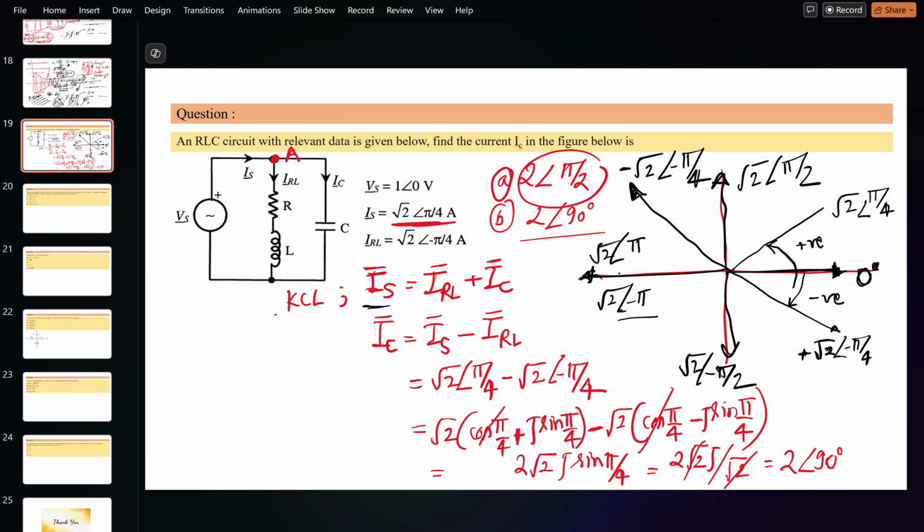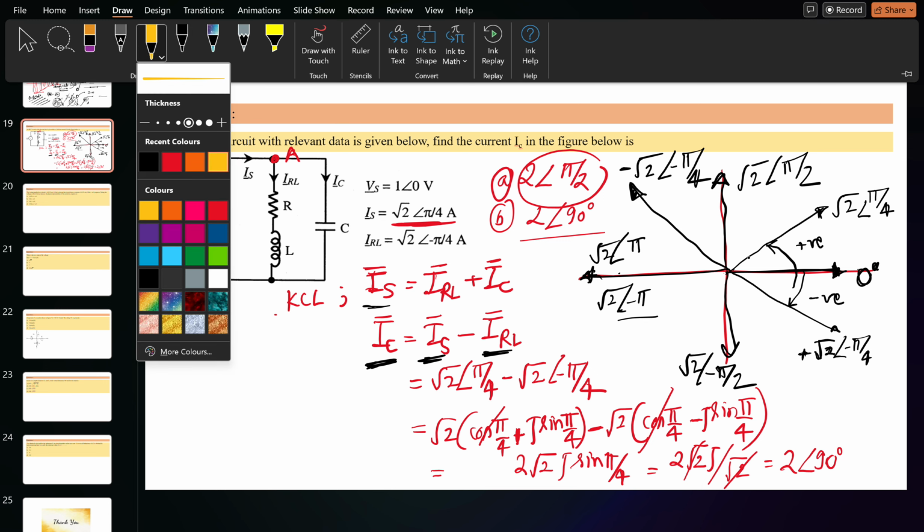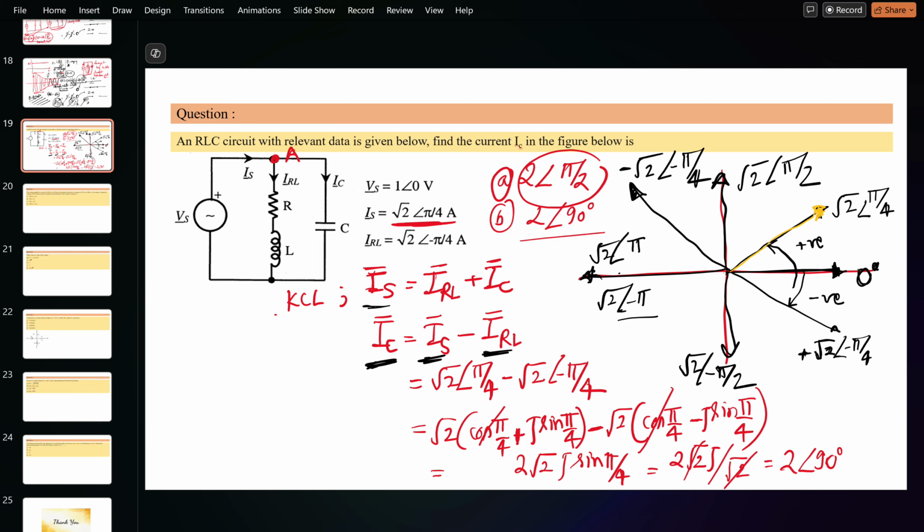Okay, so this is the way to represent the angle when you are taking it in the positive direction and in the negative direction. Now the thing is, IC is basically IS minus IRL. So let me take another pen. This is the positive part because root 2 angle pi by 4 is IS. And this is the IRL. But when you are adding up, it is minus times IRL. So minus IRL is coming here. Okay, so this is the line of minus IRL.